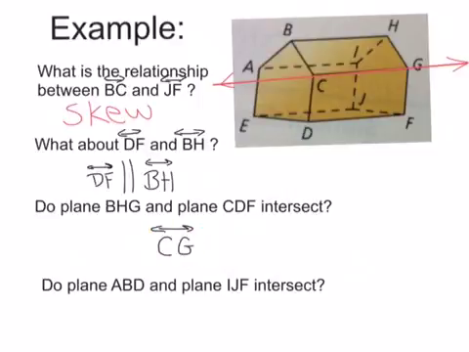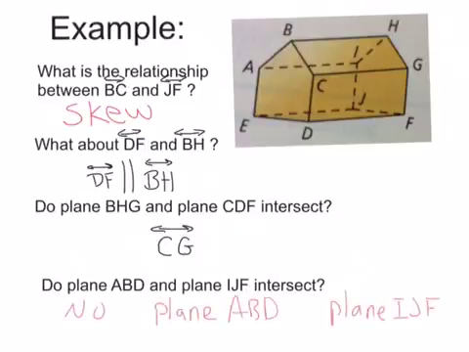Last question asks about planes ABD and IJF, if they intersect. Plane ABD is going to be this left side of our little house, and IJF is going to be this back side that's kind of hidden back here. And if you look at those 2 planes, they appear to be parallel. So do they intersect? The answer is no. If 2 planes do not intersect, then they are parallel planes. And again, we could use our notation that says plane ABD is parallel to plane IJF.